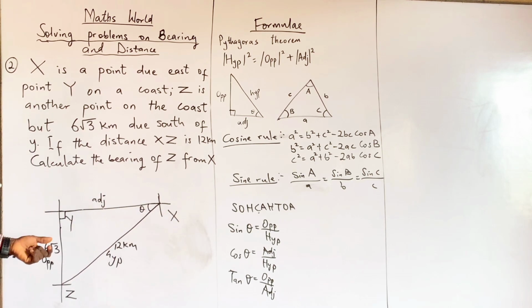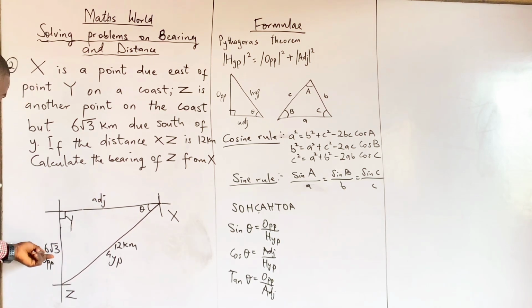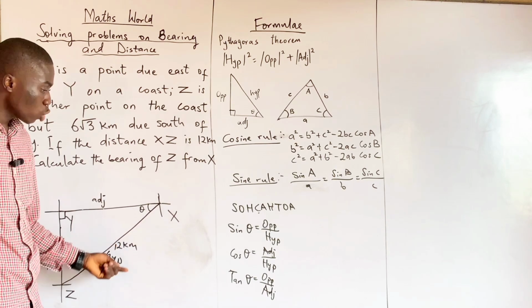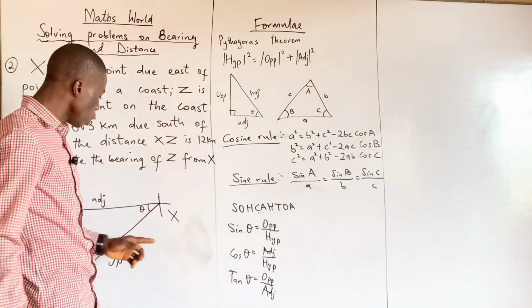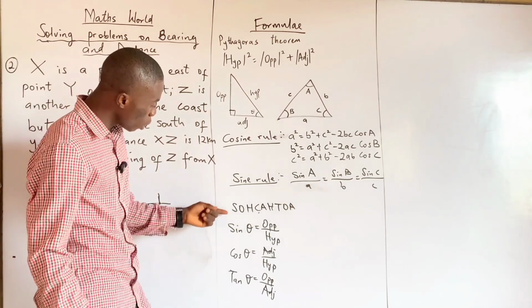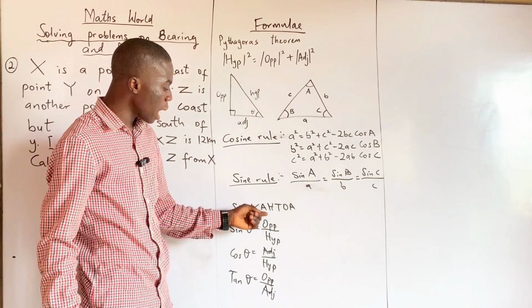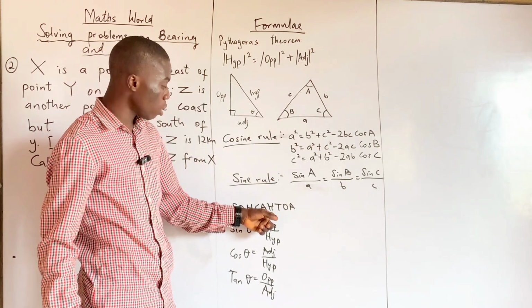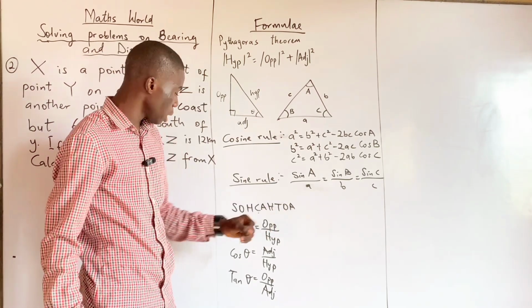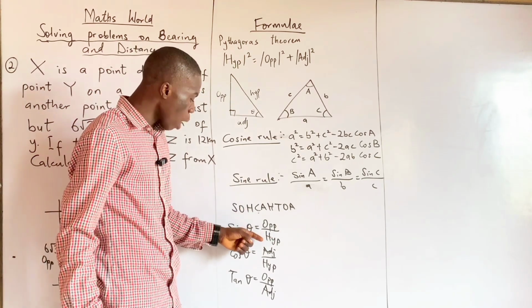If you look at it very well, this is your theta. You were given this opposite and this hypotenuse. Opposite is 6√3, hypotenuse is 12. So which one are you going to use? Which one has the opposite and the hypotenuse that you were given? It is only sine that has opposite and hypotenuse, but cos has adjacent and hypotenuse, tan has opposite and adjacent. So I'm going to use sine.